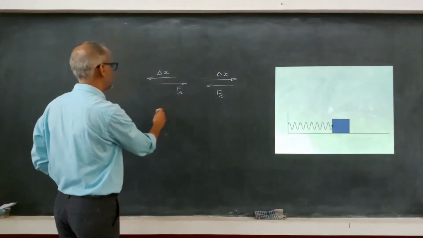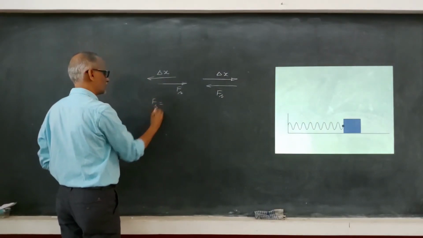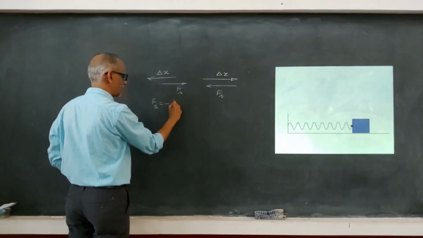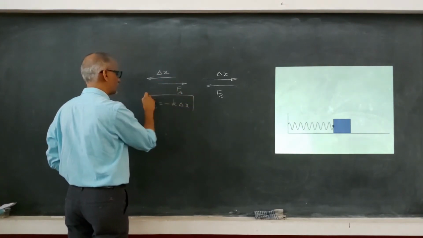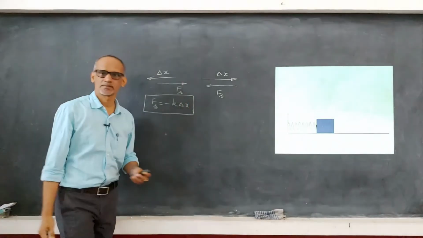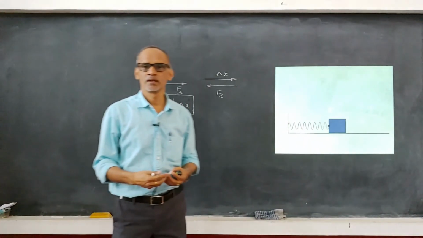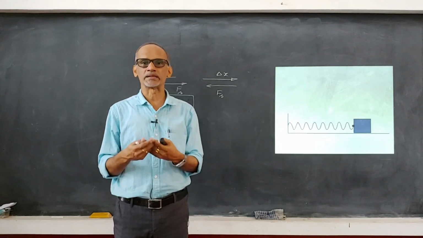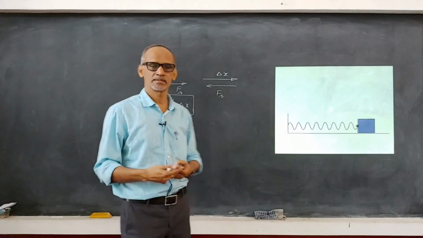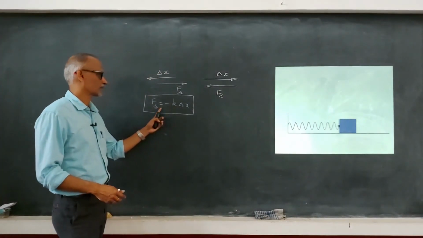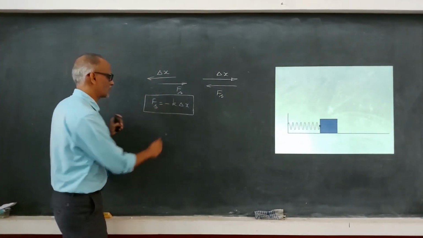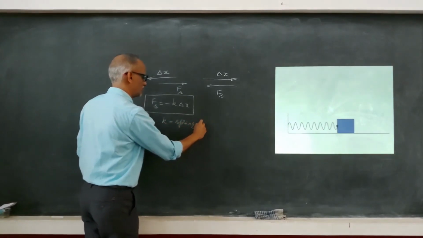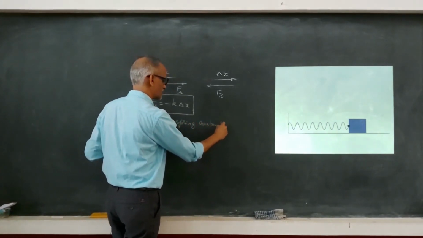So these are related like this: Fs is equal to, since the directions are opposite, a minus k into delta x. So this is the formula for the spring force. So what is the spring force? The force which is developed within the spring during the elongation or compression is called the spring force. And k is called the spring constant.